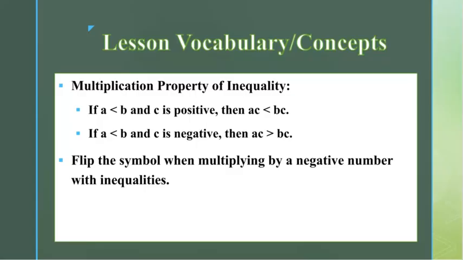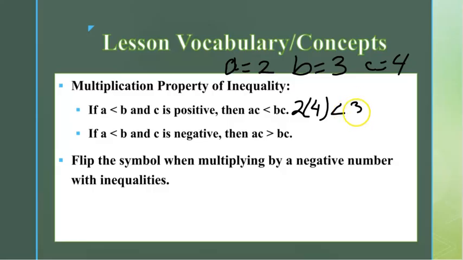The multiplication property of inequalities says if A is less than B and C is positive, then A times C is still going to be less than BC. So let's say A is going to be 2, B is going to be 3, and C, we'll say C is going to be 4. Since A is already less than B, because 2 is less than 3, we know that 2 times 4 is still going to be less than 3 times 4, because this is going to be 8 and this is going to be 12, and 8 is still less than 12.